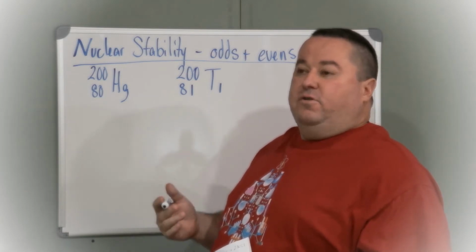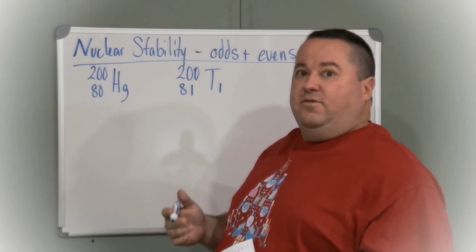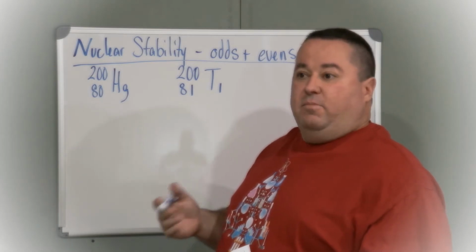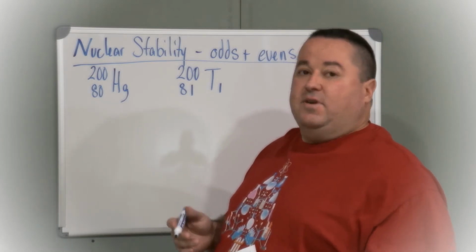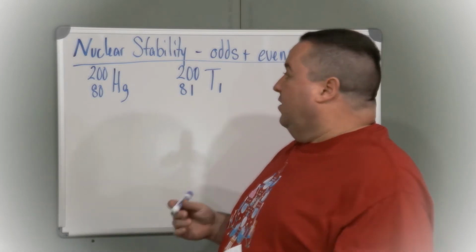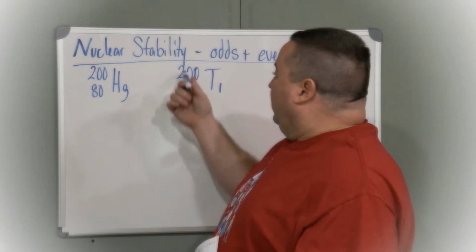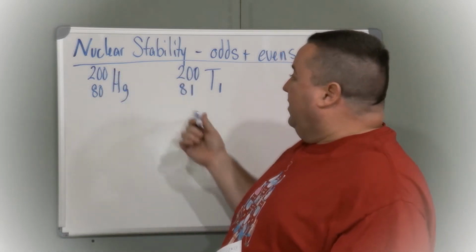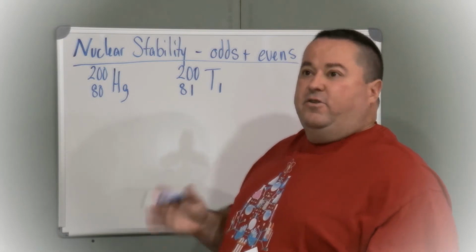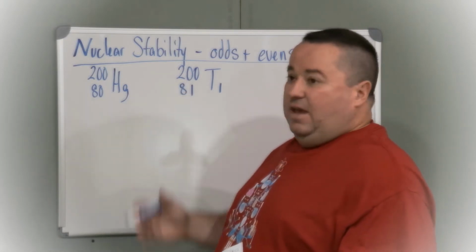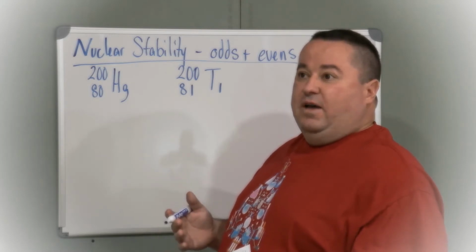So we know that there are two things that affect this. Number one is the neutron to proton ratio, and number two is the presence of odd and even numbers among the particles in the nucleus, the protons and the neutrons. A quick check at our neutron to proton ratio shows that both of these have approximately 120 neutrons to about 80 protons. So that's a ratio of about 1.5 to 1.